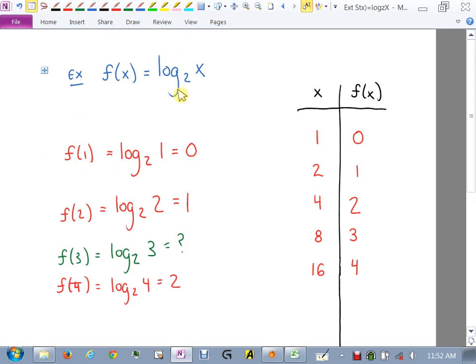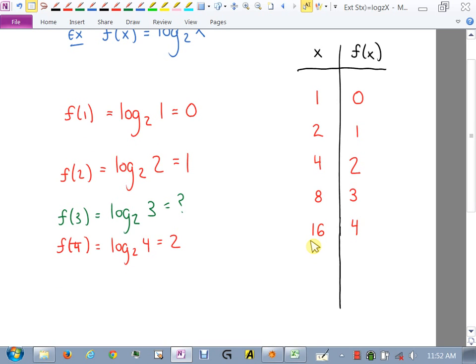If this was the log base 3 function, right, instead, I could plug 1 in, but I would not want to plug in 2. I'd want to plug in what? 3, then the next one, 9, then the next one, 27, do you see? So the base is going to dictate how I create this table.